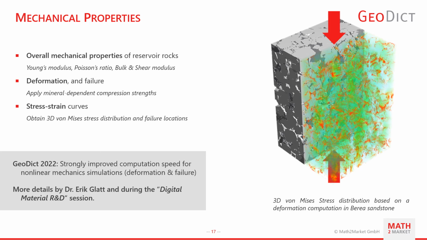GeoDict capabilities for mechanical properties in reservoir rocks comprise, for example, the determination of the overall mechanical properties. You may also compute deformation and failure upon application of mineral-dependent compression strengths, which is providing you with a stress-strain curve, the 3D Von Mises stress distribution, and also the computed failure locations in 3D. In GeoDict 2022, we now offer a strongly improved performance for digital nonlinear mechanics. And for more details, please also join the digital material R&D session.